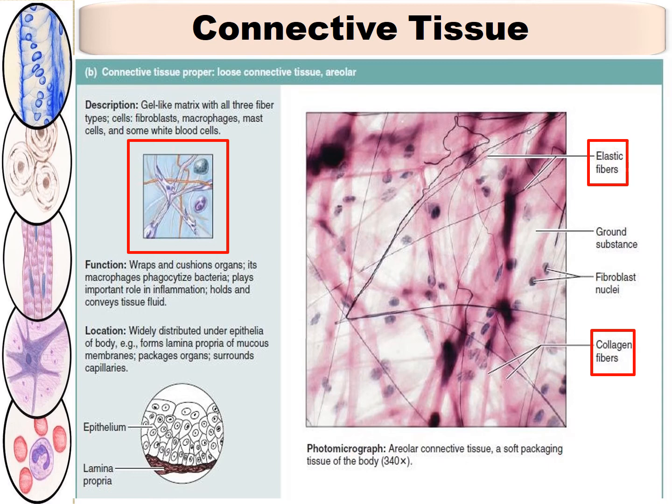The areolar connective tissue is widely distributed under the epithelia of the body. It forms the lamina propria of the mucous membrane, which packages the organs and surrounds the capillaries.